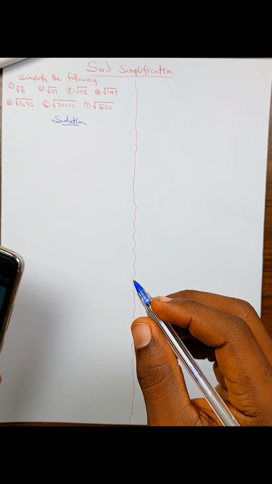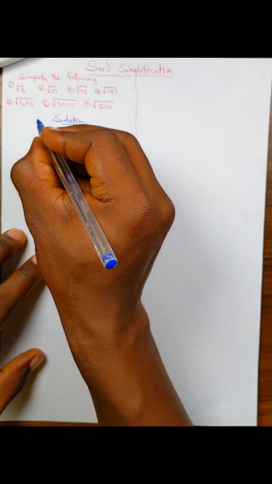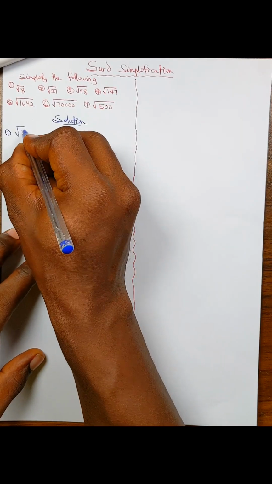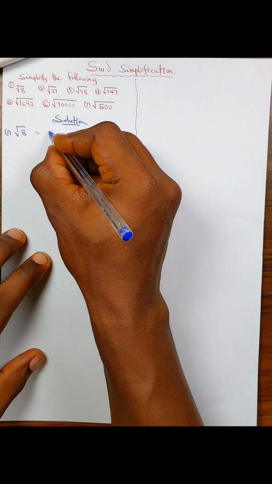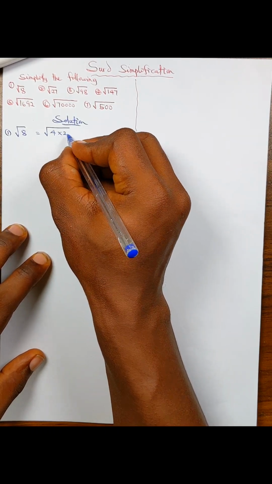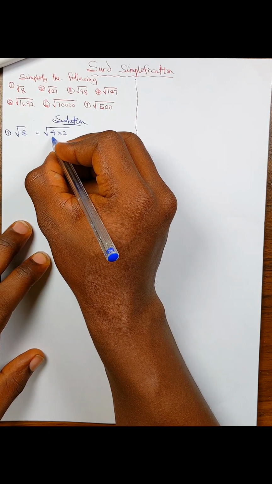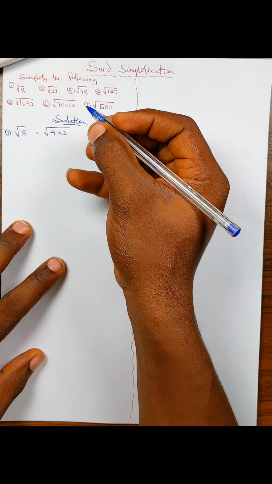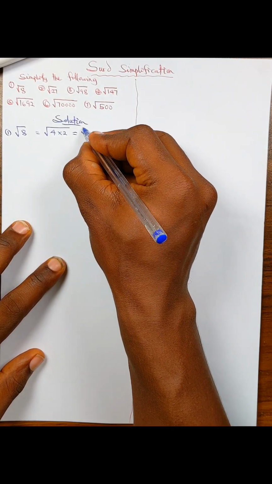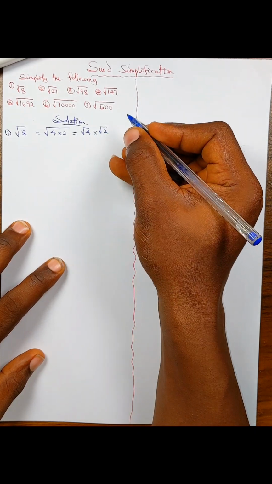So how do you go about this? Example 1. You have been given the square root of 8. Realize that 8 can be written as 4 times 2. Then 4 is a perfect square, meaning that when we take the square root of 4, we get a whole number. And also, according to the properties of surds we learned earlier, this can be written as the square root of 4 times the square root of 2.